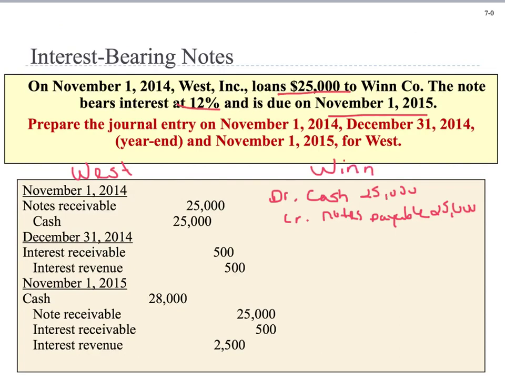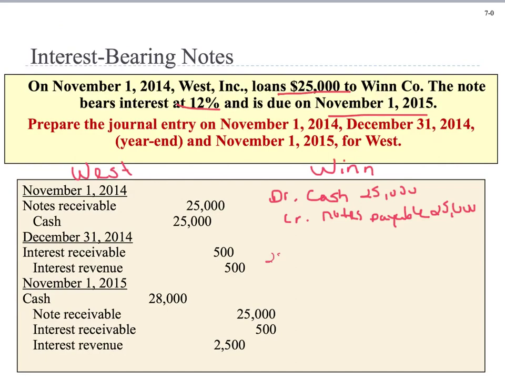Okay? So now we move on, and they want us to book the entry for December 31st. So December 31st, 2014, what happens? Well, you should remember from Chapter 2, with our adjusting journal entries, we have to book some kind of interest now. Okay? So how are we going to book this interest? It goes back to your adjusting journal entries.